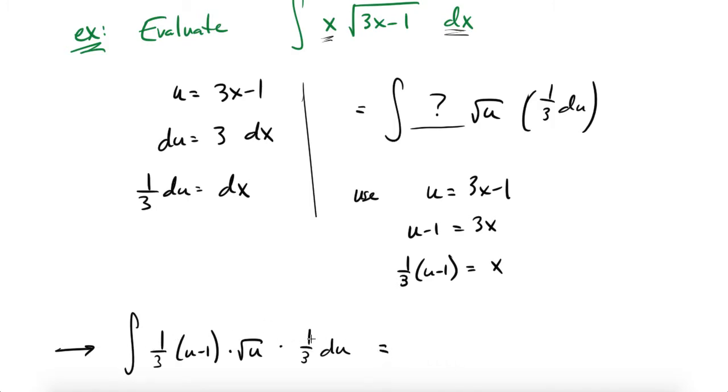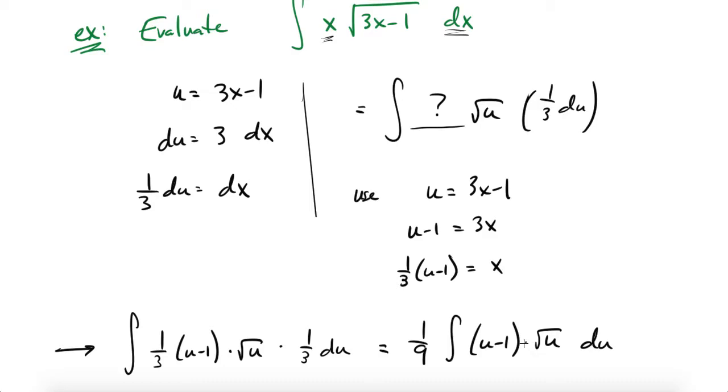This 1/3 can get taken out. This 1/3 can get taken out. So I'll have a 1/9 on the outside. And then I've got u minus 1 times square root of u du, and I claim that u minus 1 times the square root of u is better than x times the square root of 3x minus 1, even though they look pretty similar in terms of difficulty.